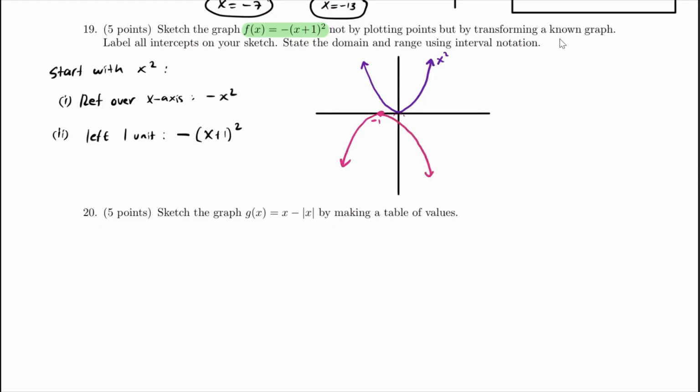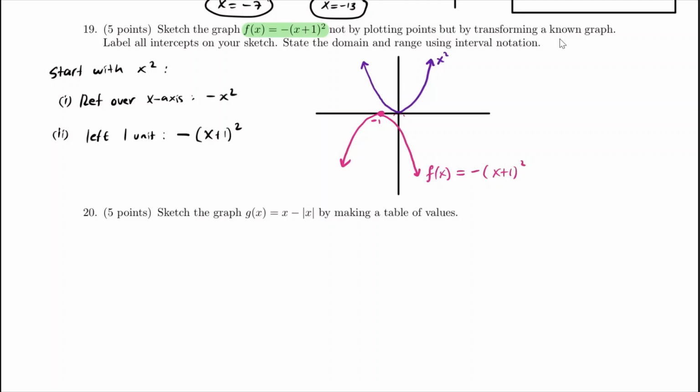So not the best picture, but at least you got an idea how to roughly sketch this. So let's suppose that's the final picture. This is the function f of x equals negative (x plus 1) squared. And now you can fill in your intercepts. We already have the x-intercept, so we only need the y-intercept.